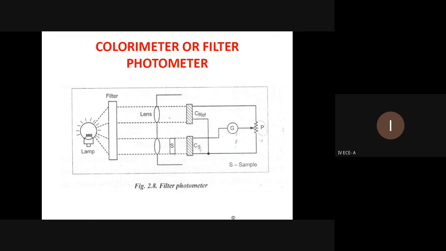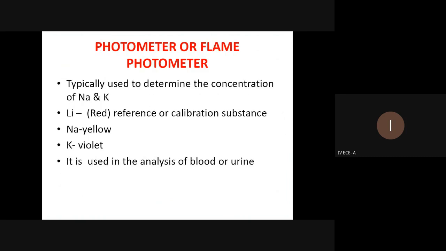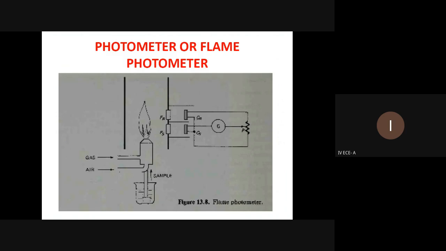Different scales calibrated for analyzing each type of constituent of blood are used to identify the properties of blood cells. It is typically used to determine the concentration of sodium and potassium. Lithium, Li, denotes red, potassium violet, sodium yellow. It is used in the analysis of blood or urine.